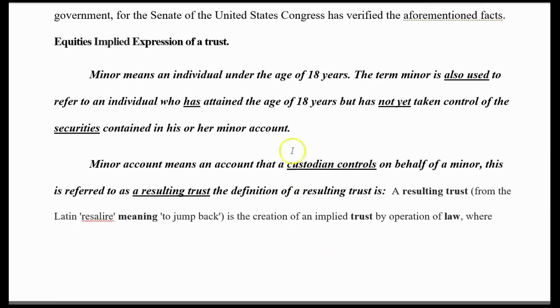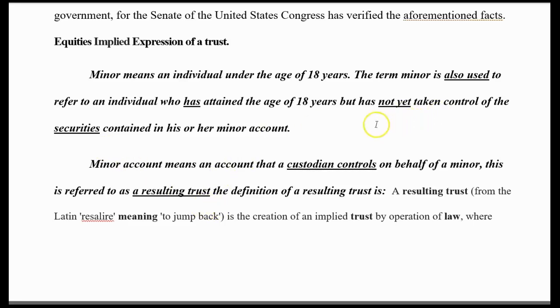Equity is the implied expression of a trust. Minor means an individual under the age of 18 years old. The term minor also is used to refer to an individual who has attained the age of 18 but has not yet taken control of the securities contained in his or her minor account. If you're coming in and saying that you're doing that, you're now taking control. Okay? They don't get to tap into your Social Security account through this court case. You control it. And you're no longer a minor when you do that.